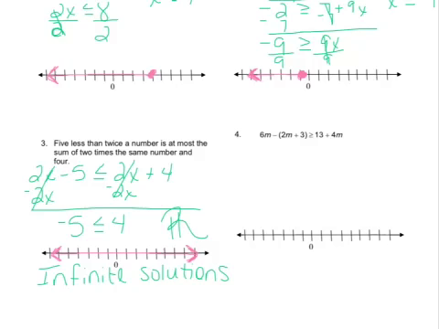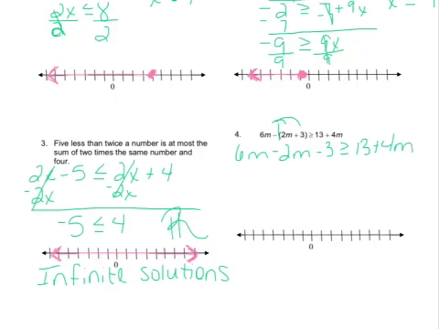So now number 4, it's got some distributive property going on I'm going to have to deal with. And if you'll remember, this negative in front of this parentheses is like having a negative 1 there. So I'm going to have to distribute a negative 1. So I'm going to end up with 6m. When I distribute, that becomes minus 2m. When I distribute here, that becomes minus 3. Greater than or equal to 13 plus 4m.